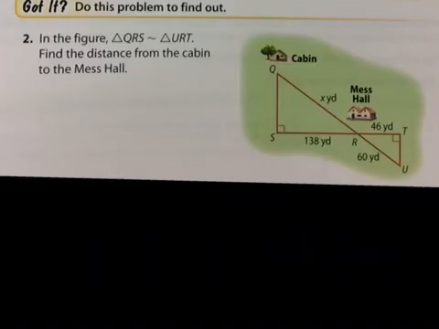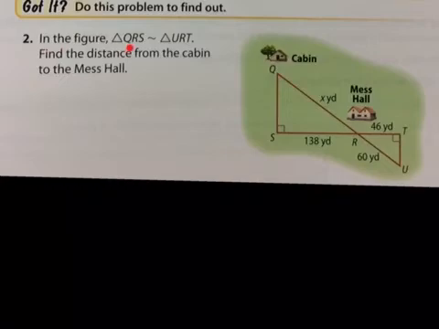Okay, now it's our turn. We're going to look in the figure at triangle QRS. It's similar to triangle URT. Now let's see here. We have 46, with the 90-degree angle. 46 is matching, or going proportionally up to 138. So that means that 60 yards, our line that is on an angle, is going to match X.